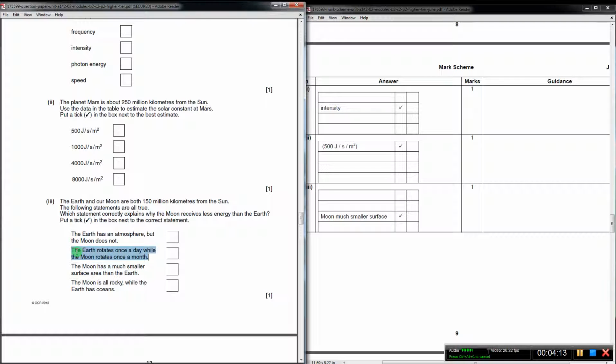The Earth rotates once a day while the Moon rotates once a month. Well, it shouldn't make any difference the amount of rotation that's going on. The Earth and the Moon are still there. They're still the same distance away from the Sun, so that seems unlikely.